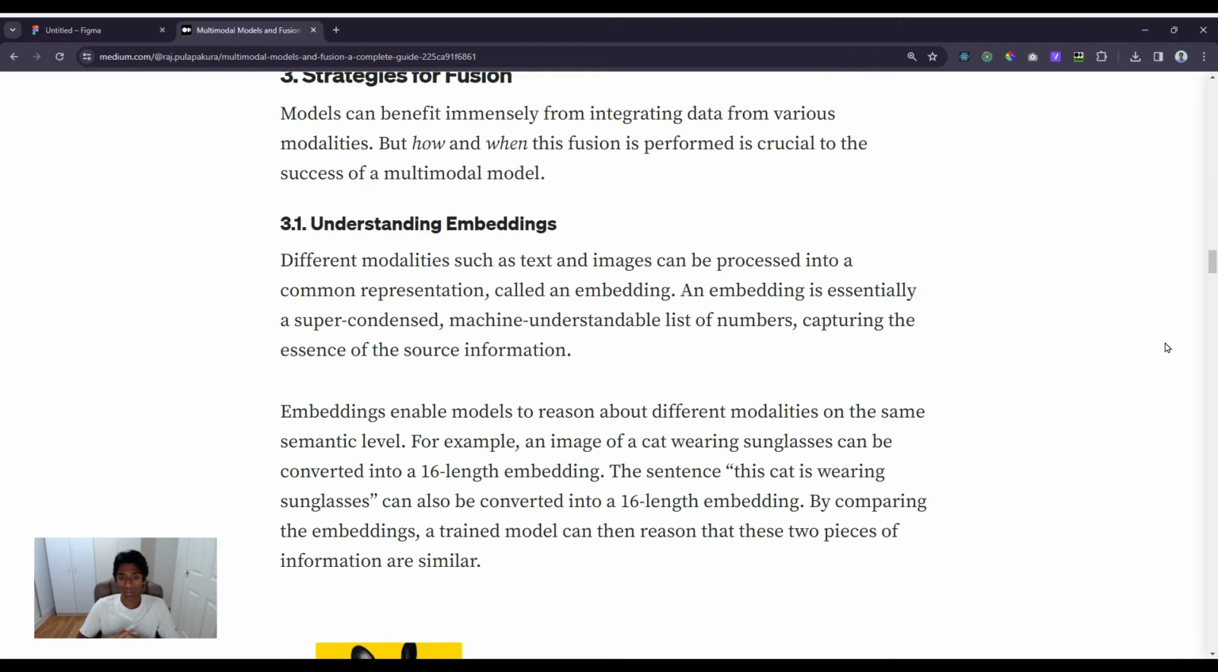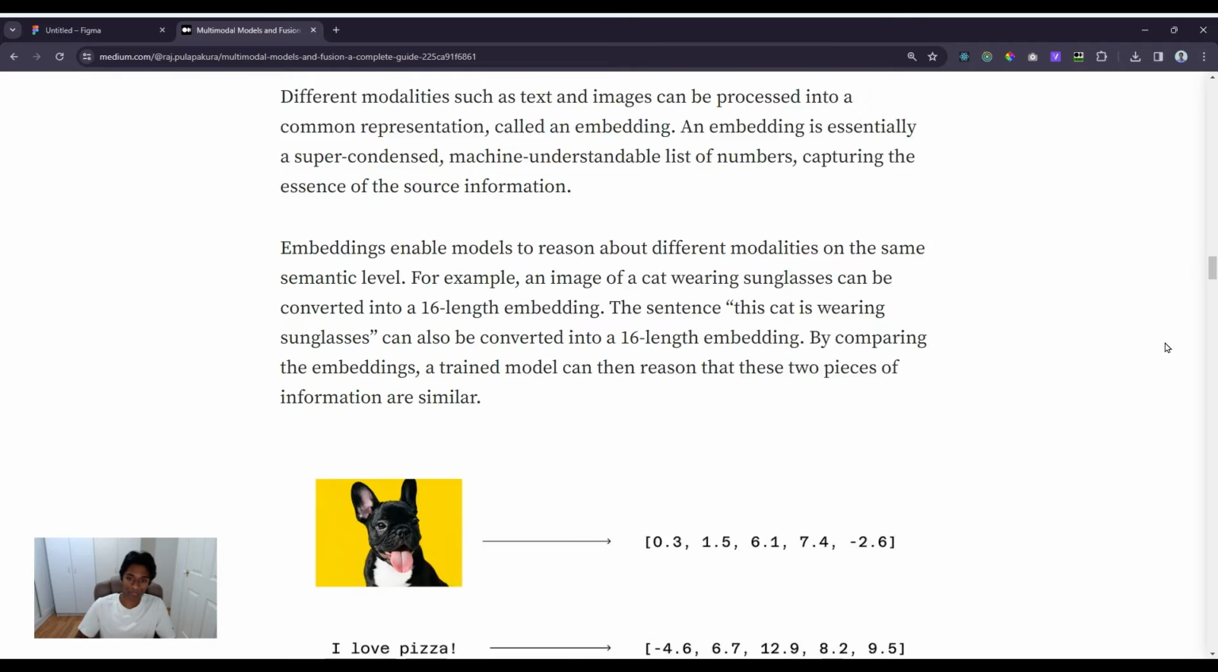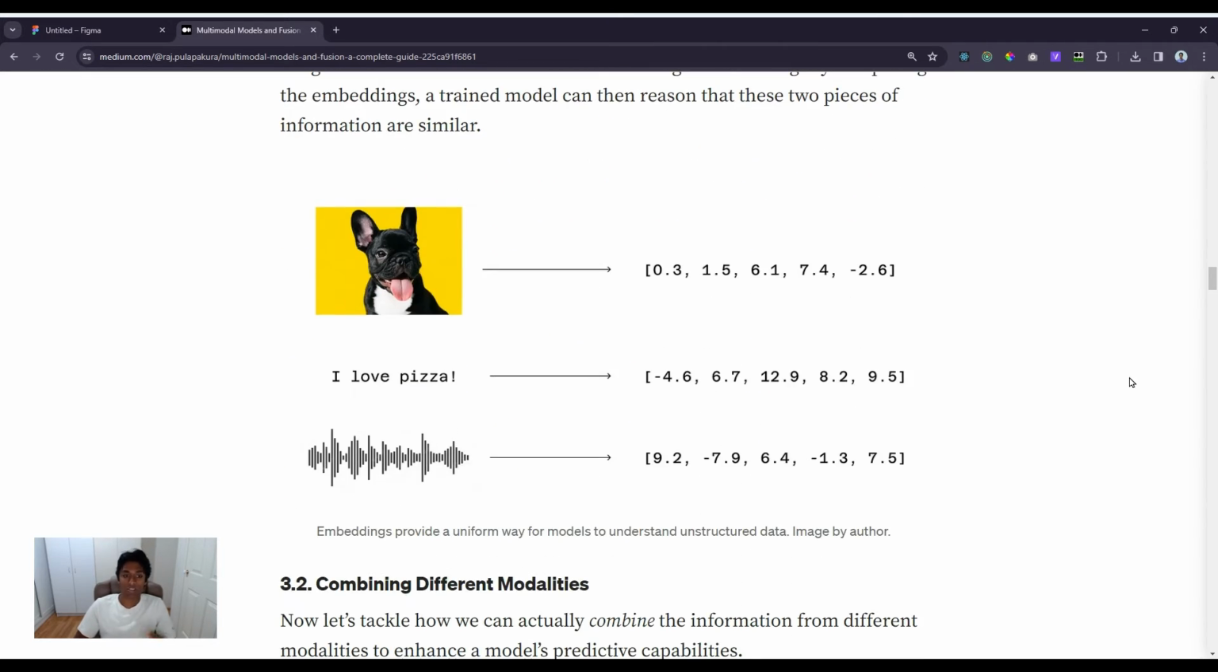same semantic level. For example, an image of a cat wearing sunglasses can be converted into a 16-length embedding. And the sentence, "This cat is wearing sunglasses," can also be converted into a 16-length embedding. By comparing the embeddings, a trained model can then reason that these two pieces of information are similar. Here's a diagram showing that different forms of data or different modalities of data can be converted to a common representation, which is a list of numbers or an embedding.